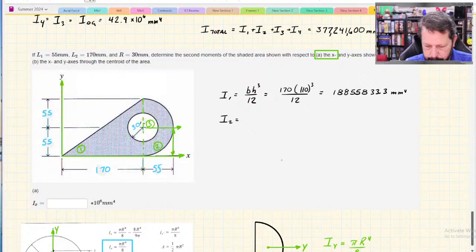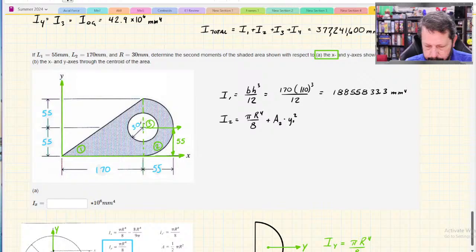And that distance is just given to us, it's 55. So they just told us that distance. It's also the radius of the circle, if you can tell, or the radius of the arc. So let's do that. So pi r to the fourth over 8 plus the area of part 2 times y of part 2 squared.